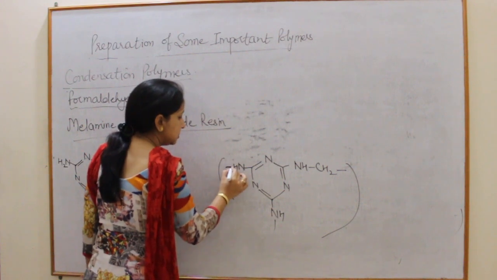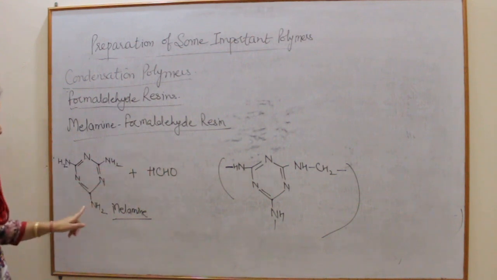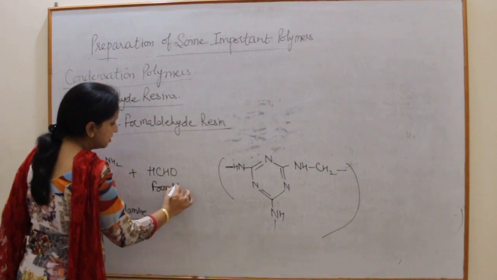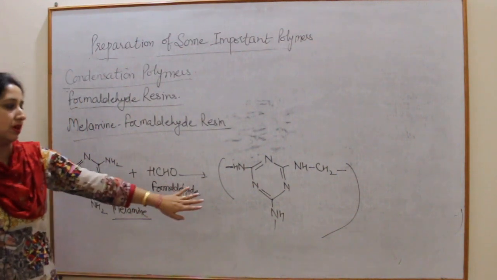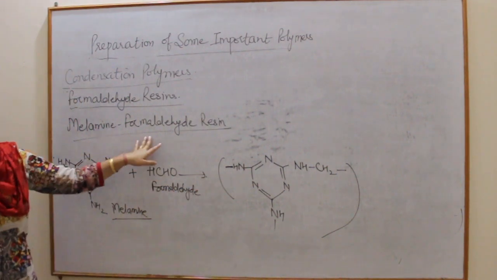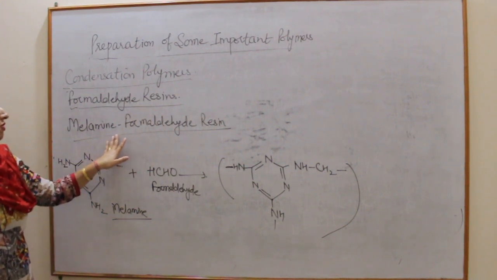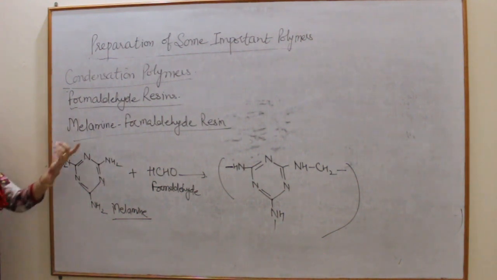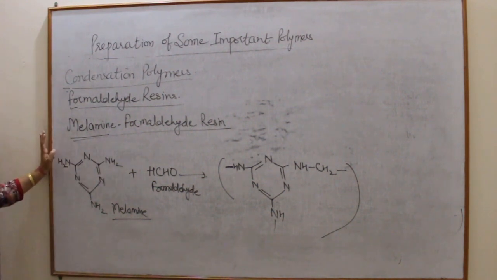So basically this is your polymer, melamine formaldehyde resin, with 2 monomers, melamine and formaldehyde. Upon polymerization we will get a polymer known as melamine formaldehyde resin, and it is very important for making crockery products. The quality of melamine in crockery is considered quite good. So this was all about the preparation of some condensation polymers.